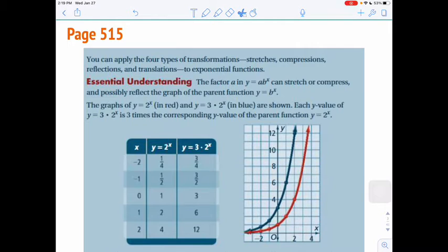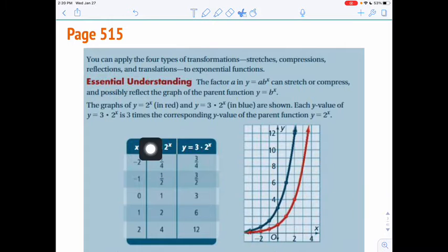functions. The factor a in y equals a times b to the x power can stretch or compress and possibly reflect the graph of the parent function y equals b to the x power. The graphs of y equals 2 to the x in red and y equals 3 times 2 to the x in blue are shown. Each value of y equals 3 times 2 to the x is 3 times the corresponding y value of the parent function y equals 2 to the x.